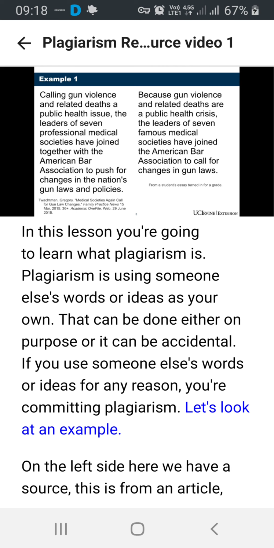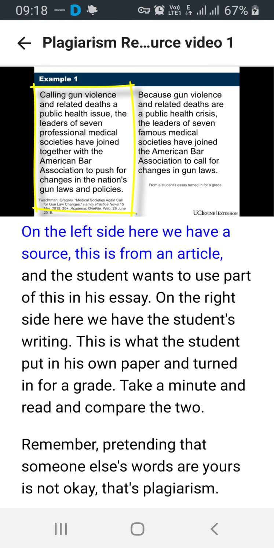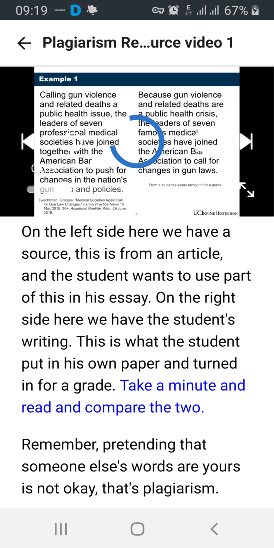Let's look at an example. On the left side here, we have a source. This is from an article, and the student wants to use part of this in his essay. On the right side here, we have the student's writing. This is what the student put in his own paper and turned in for a grade. Take a minute and read and compare the two.